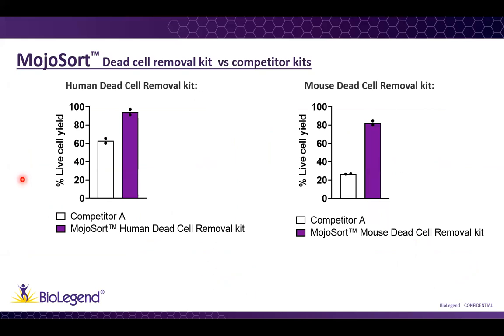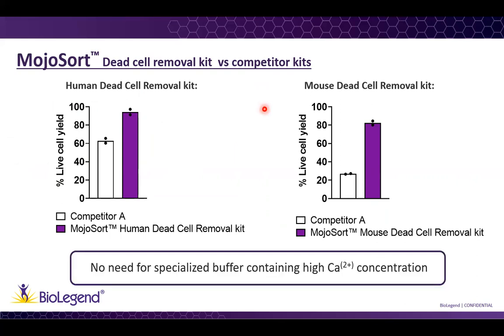Another good thing about this kit is that not only does it enrich live cells, but it has a superior live cell recovery when compared to other similar kits that require high calcium concentrations. In these graphs, we can appreciate how using BioLegend's MojoSort dead cell removal kit resulted in a greater percentage of live cell yield for both cell types, human or mouse. Again, with the advantage of no need for a high concentration of calcium in the buffer.